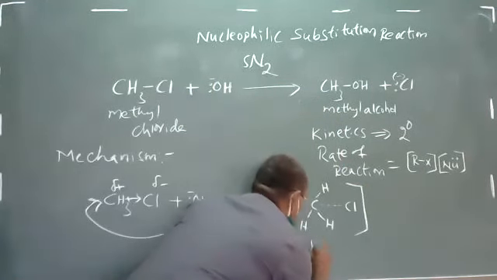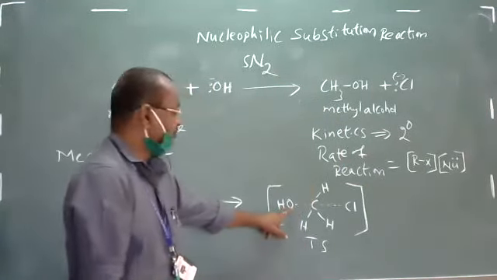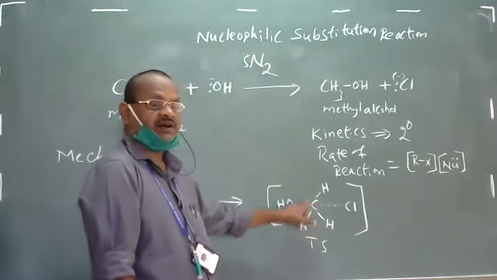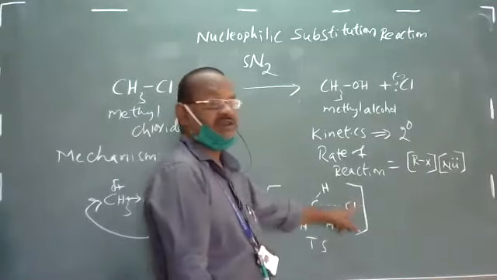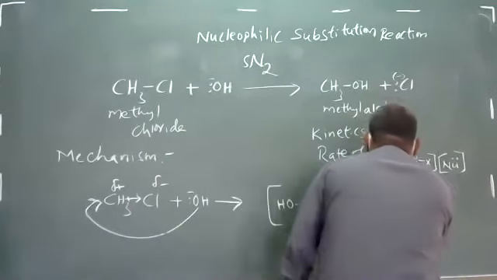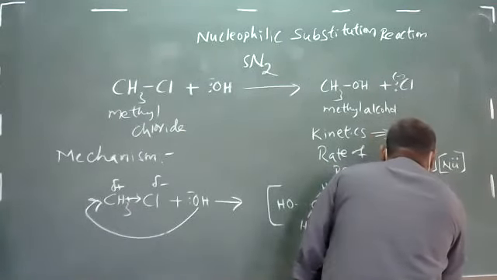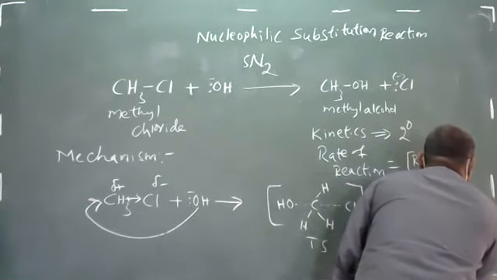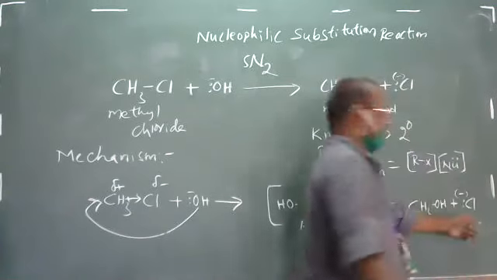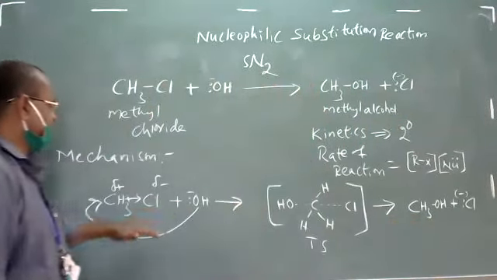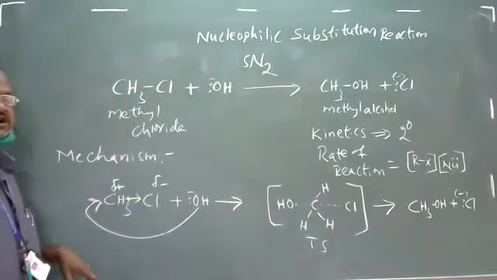So in this transition state, what you are finding is that the O is forming a bond with the carbon, and at the same time the halogen is trying to break the bond between carbon and chlorine. So ultimately what it forms is methanol, plus chlorine comes out from the carbon taking the bond electrons as chloride ion, but ultimately methanol is formed. This is the reaction mechanism involved in this particular SN2 reaction.